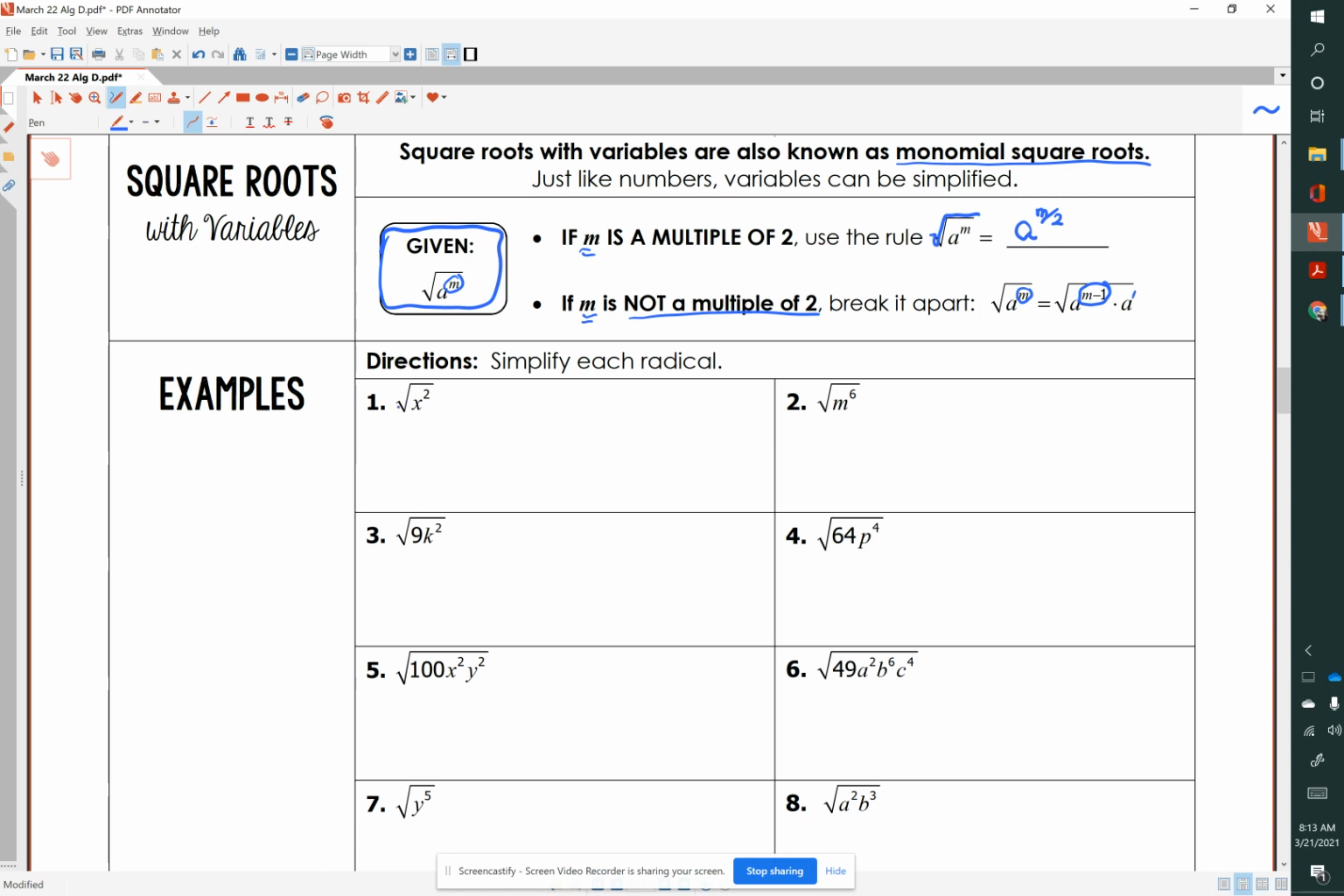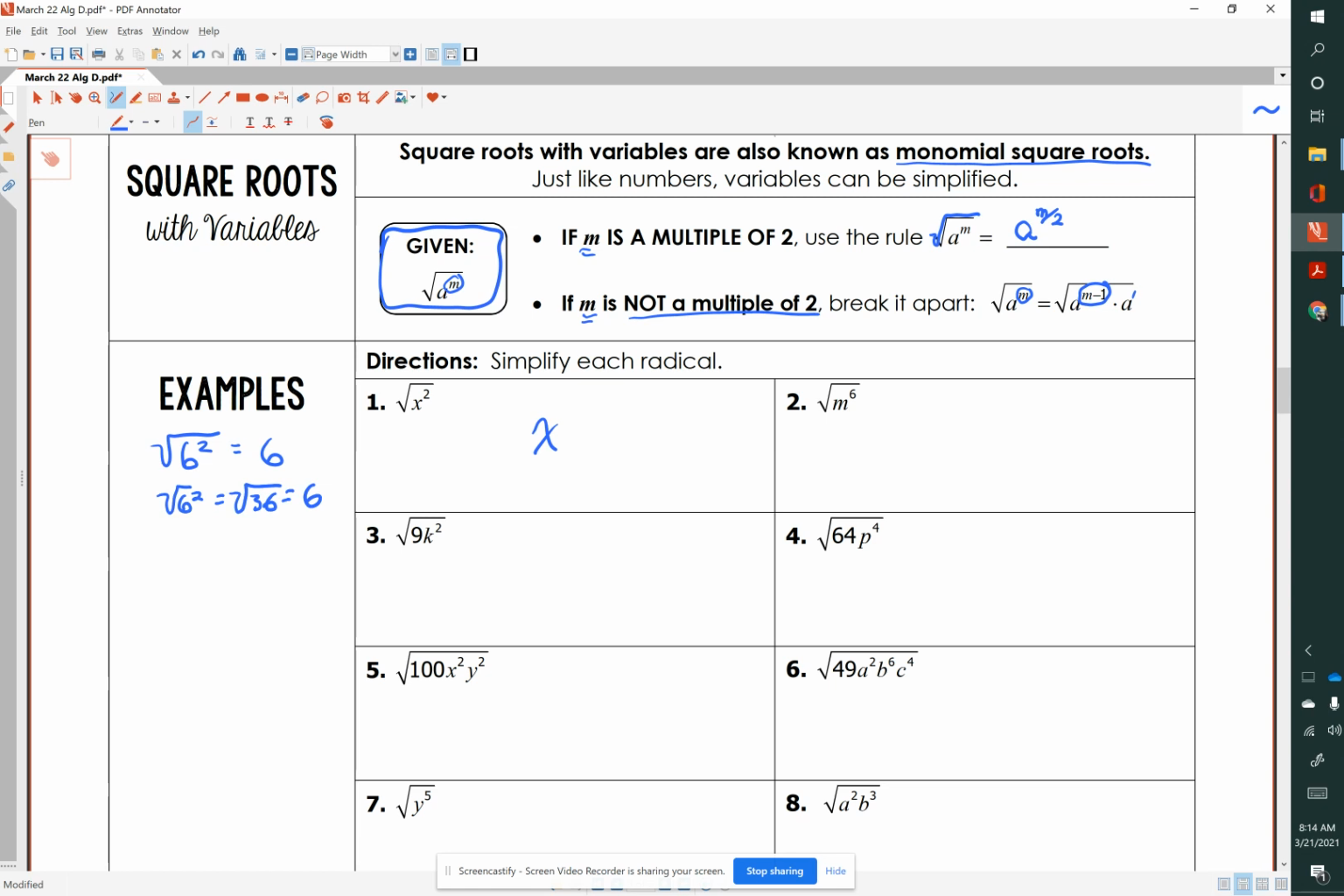Well, in this case, we have the square root of x squared, and the square root of anything squared is going to be itself. So the square root of x squared is x. So think of it this way. If you have the square root of 6 squared, well, that's just going to equal 6, because the square root of 6 squared asks, what is the square root of 36, which of course is 6. So that's the first one.